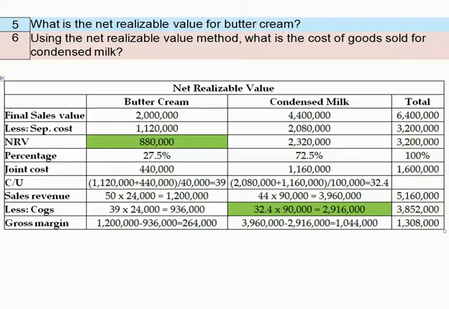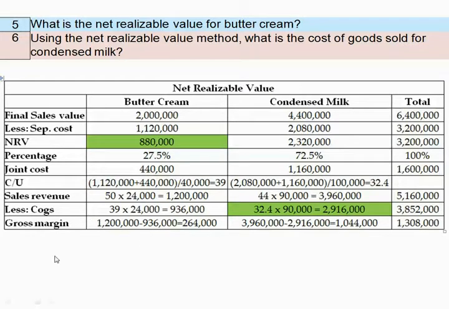Cost per unit for butter cream equals 1,120,000 plus 440,000 divided by 40,000 equals 39. For condensed milk, cost per unit will equal 2,080,000 plus 1,160,000 divided by 100,000 will equal 32.4. Sales revenue for butter cream will equal 50 multiplied by 24,000 equals 1,200,000.